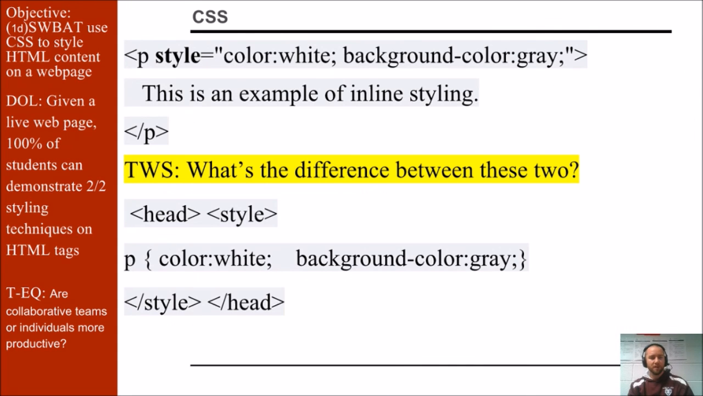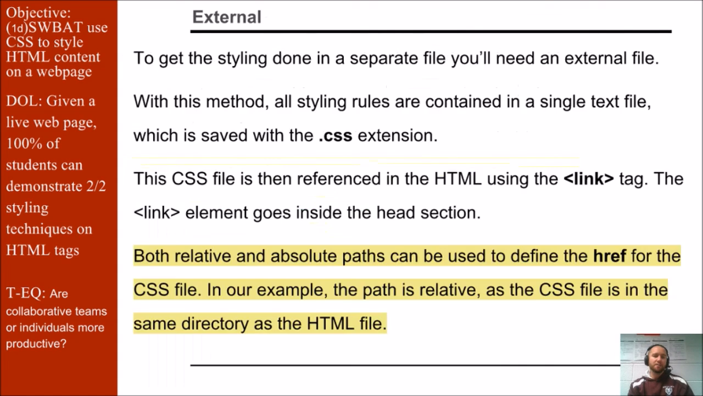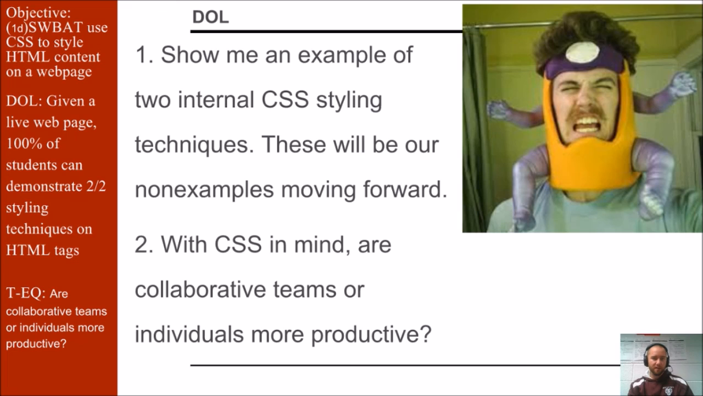All right, so some internal CSS styling to just change it up a bit, and then paste your GitHub link for number 1 in Canvas. And then for number 2, just answer this question. With CSS in mind, are collaborative teams or individuals more productive when creating a website?